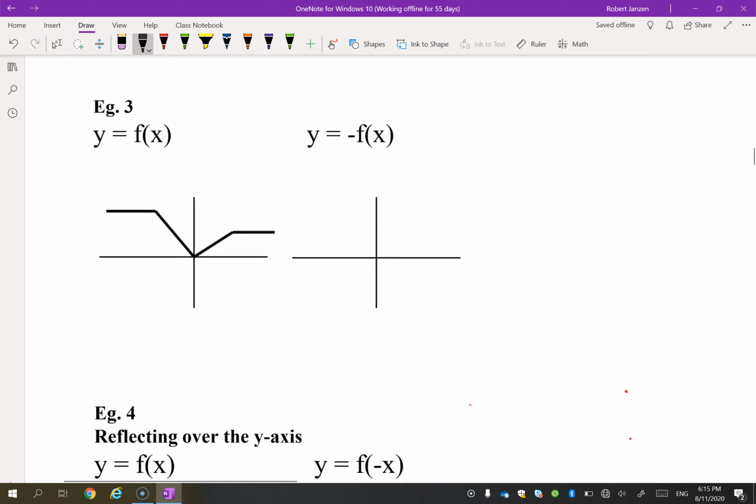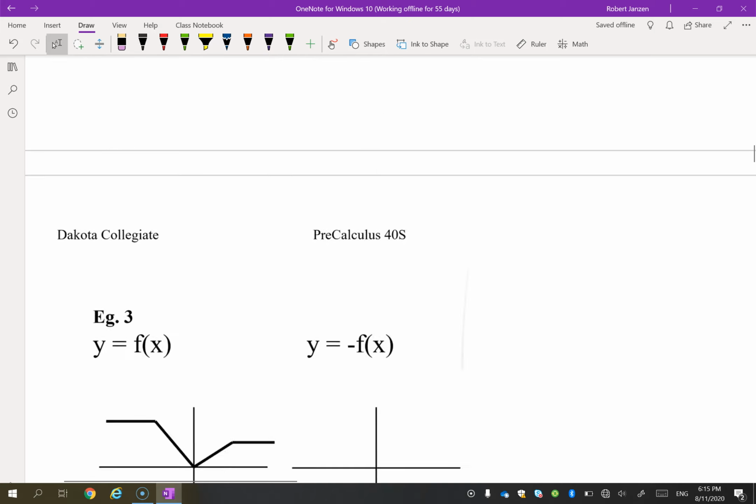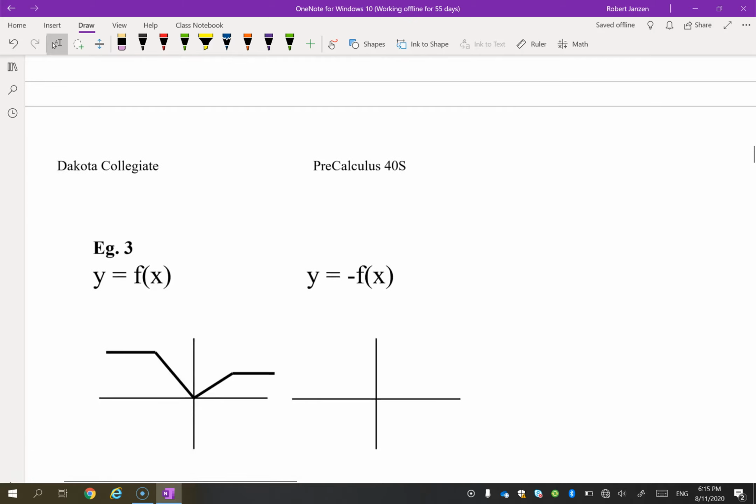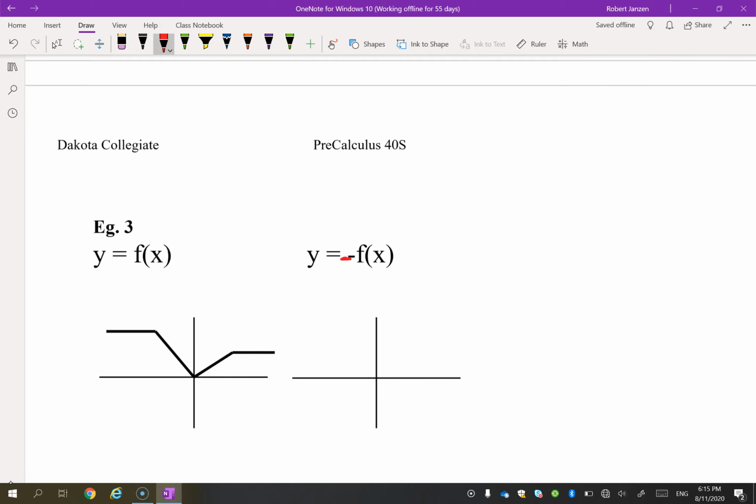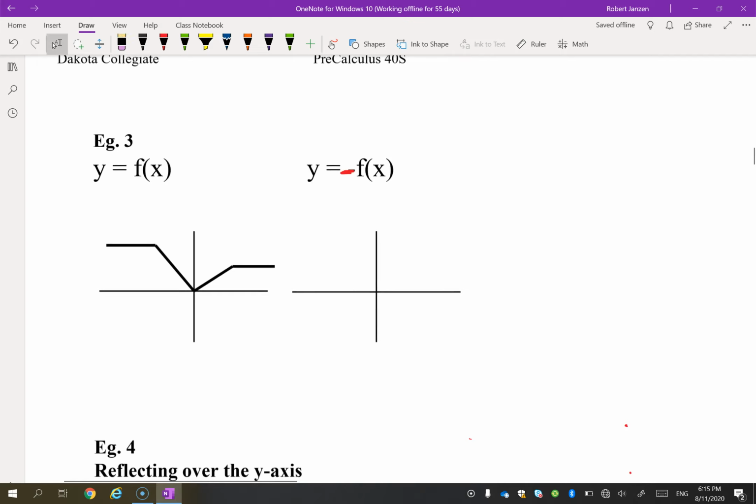Okay, let's try another one. Again, what's going on here? This is outside, so it affects the y values. So let's take a look at the y values at each of these critical points. This y value would go down here. This y value would go down here. This y value, if I flip it over the x-axis, stays, and then I get something like this. So my graph is going to look like this.